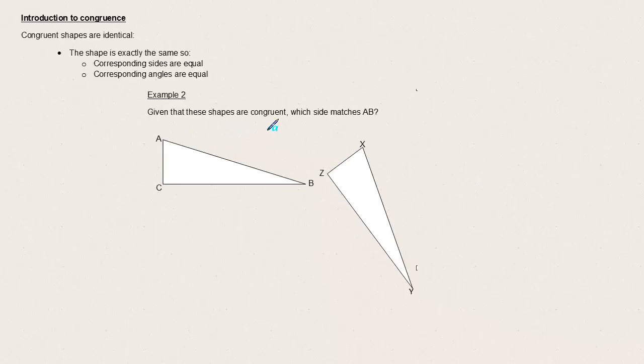Given that these shapes are congruent, which side matches AB? AB is this side of the triangle, and we can see that's the longest of the three sides. So this one's the shortest, it's not that. This one here, looking at the angle here and the angle here, is the one that matches BC, leaving us with this one here as the one that matches AB. We have X here and Y here, so we'd call the side XY.